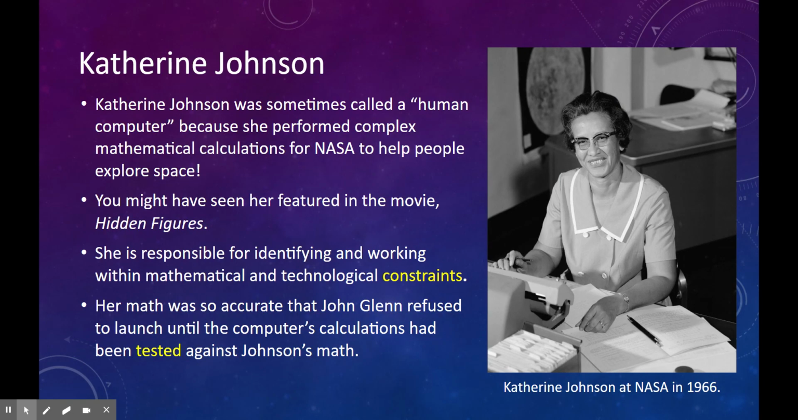All right, so now let's see some famous people who've used the design process. We've got Katherine Johnson. She was sometimes called a human computer because she performed complex math for NASA. She helped people explore space. You have probably seen her featured in the movie Hidden Figures. She's responsible for identifying and working within mathematical and technological constraints. Her math was so accurate that John Glenn refused to launch until the computer's calculations had been tested against Johnson's math.